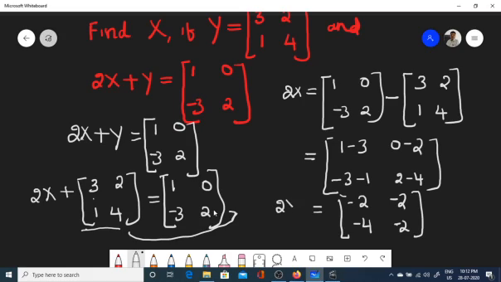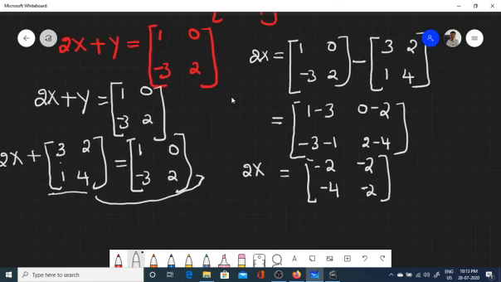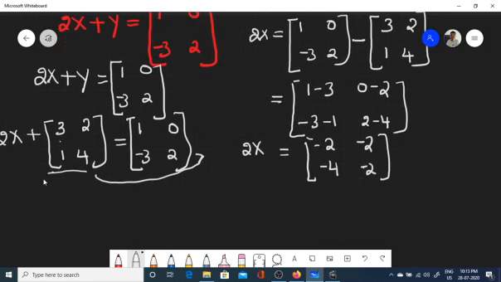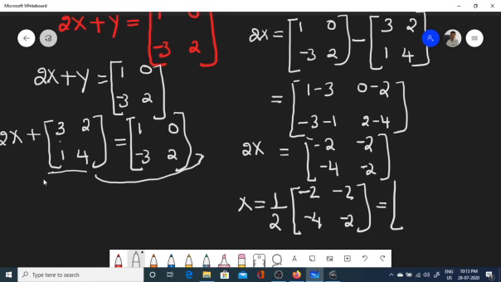So this is 2x. So we have to find out x now. So x is the matrix divided by 2. So therefore it is multiplied by 1 by 2. So [-2 -2; -4 -2], multiplying all the elements by 1 by 2, that is dividing all the elements by 2. So therefore this is minus 1 and minus 1. Minus 4 into 1 by 2 is minus 2, and minus 1. So the x value will be [-1 -1; -2 -1].